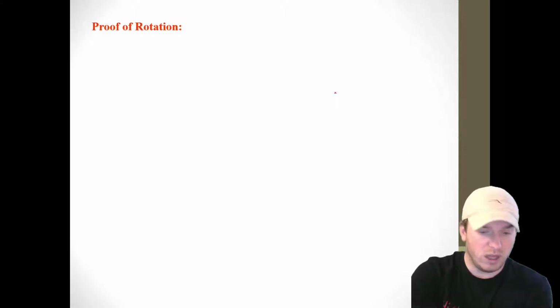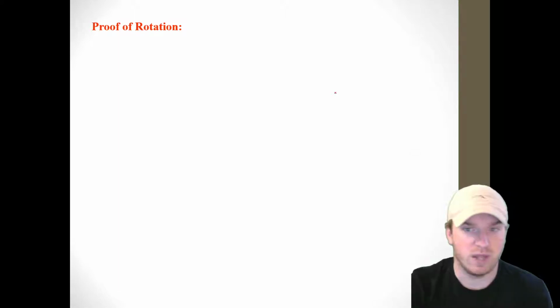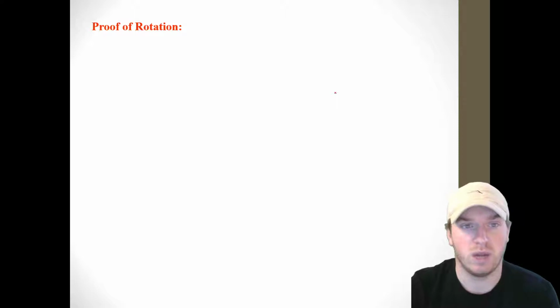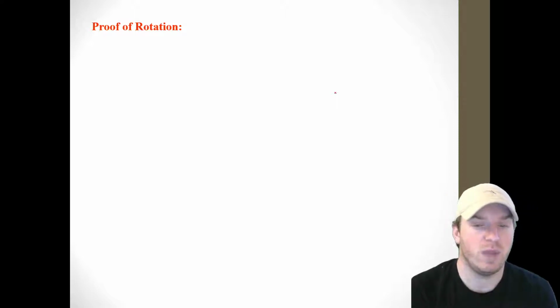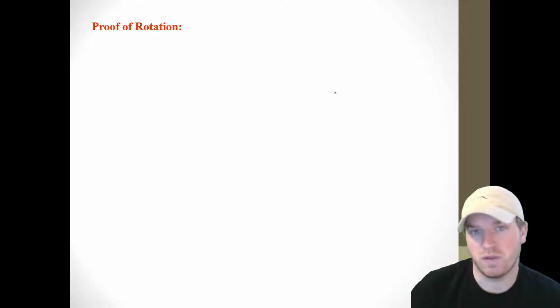We now know that there's rotation. We've been in outer space and taken pictures of the world. But how do we prove that there is Earth rotation? There are two main points. The first is what we call a Foucault pendulum.